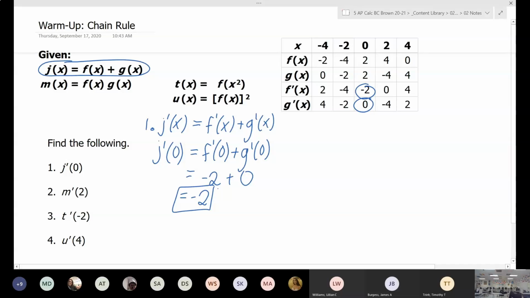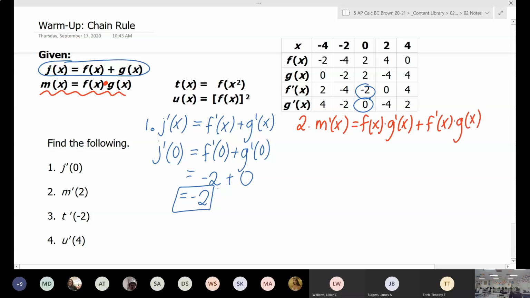For example, the second one, I'm asking you to find M prime of 2. If I'm looking to find M prime of 2, I of course first need to find what M prime of x is. M of x is f of x times g of x, so we actually have to use the product rule. So we don't know what these functions are, but we do know the format of the product rule. And the product rule states we take one of the factors and multiply it by the derivative of the other, and then plus we switch which one we've taken the derivative of, bringing over the original one that we took the derivative of the first time.